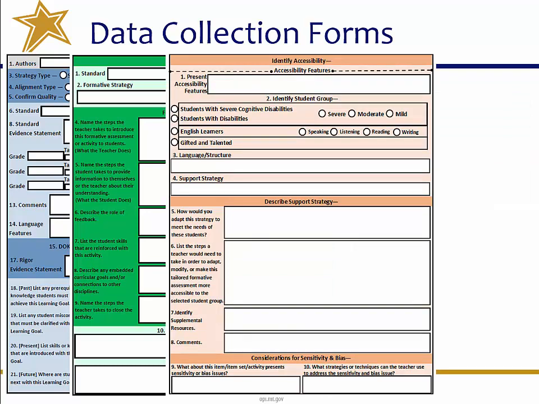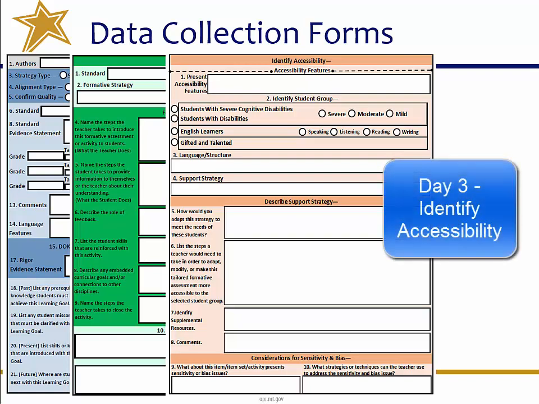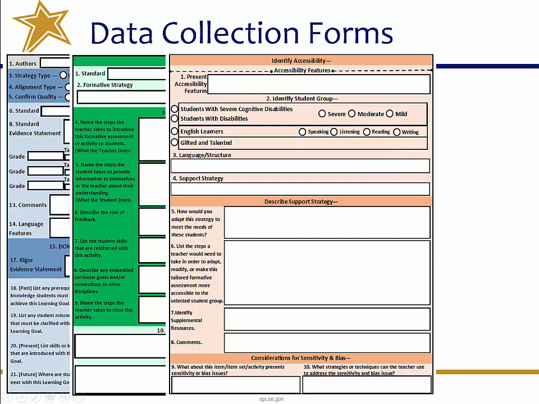The third form is the Identify Accessibility form. This form allows you to identify supports and modifications for differentiated instruction. This form will be reviewed on day 3 of the in-person workshop. You will meet as a group to review the support strategies for identified student groups.